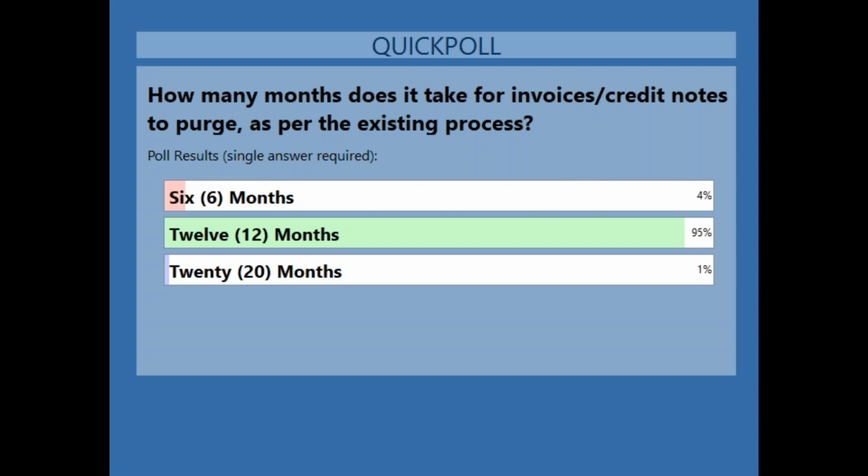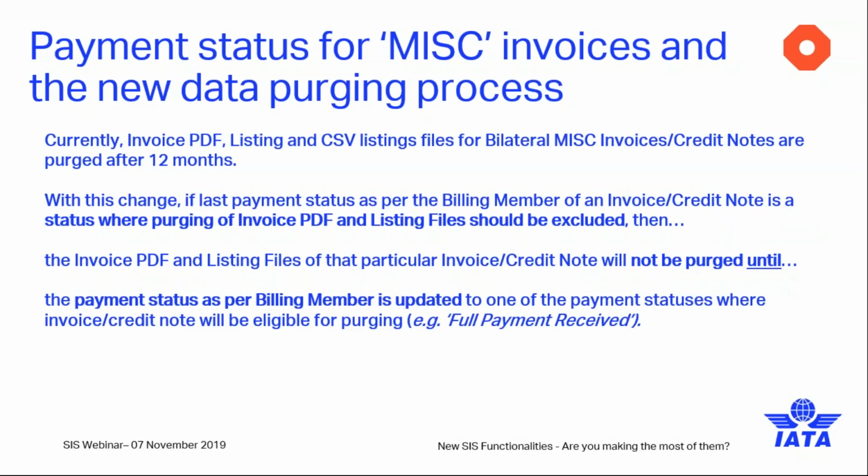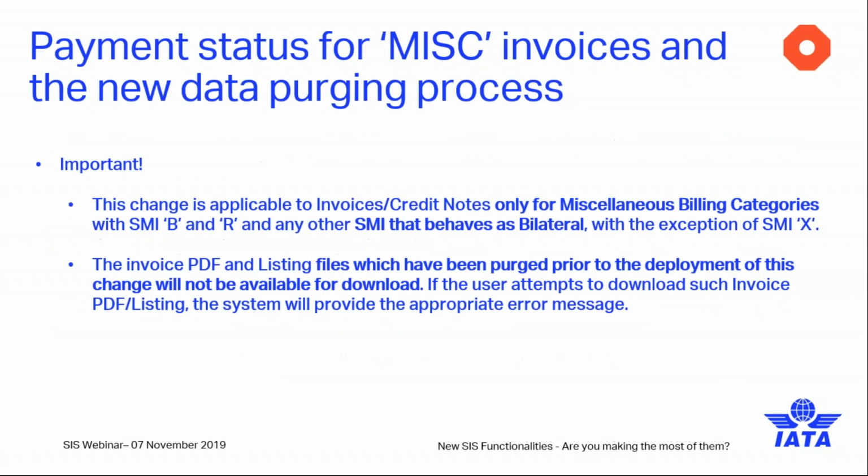Let me revert to the last 3 slides just to make sure, but I do not believe that I did. As per the first slide here on the screen now, the first sentence, currently invoice PDF listings and CSV details for bilateral miscellaneous invoice and credit notes are purged after 12 months. So that's your answer. Perfect. Thank you so much. Thank you, everyone.